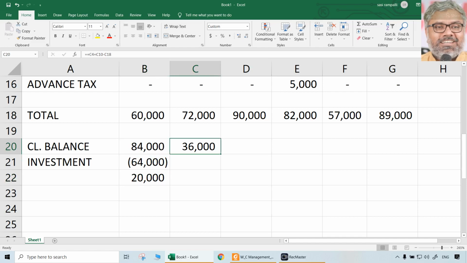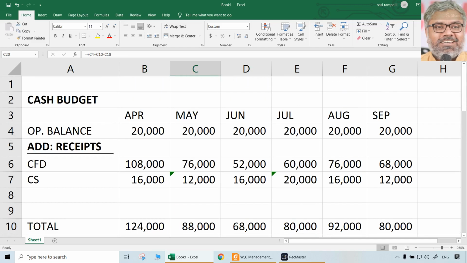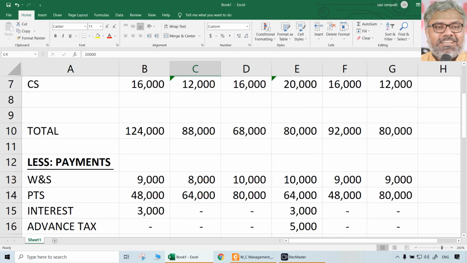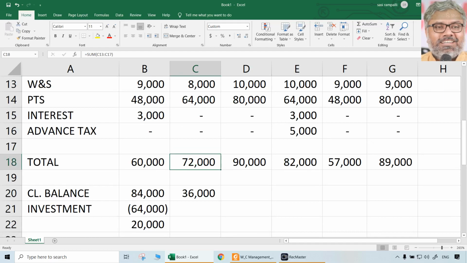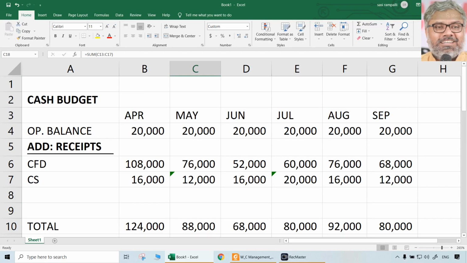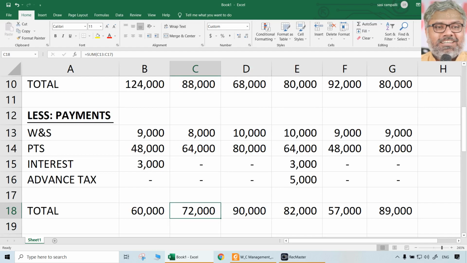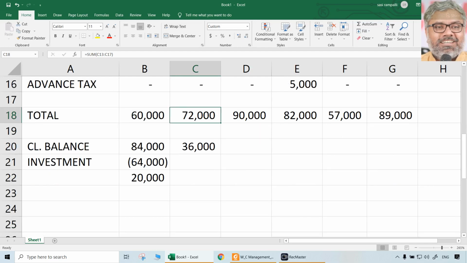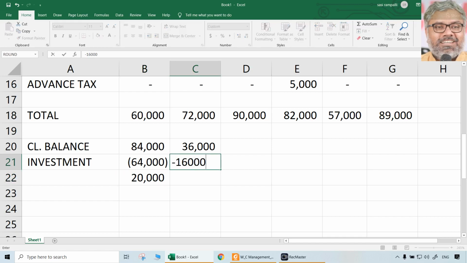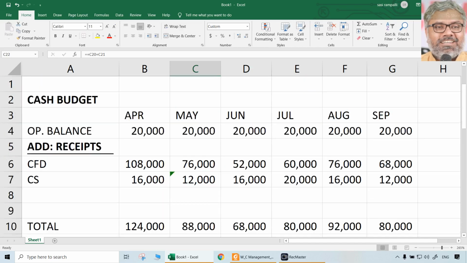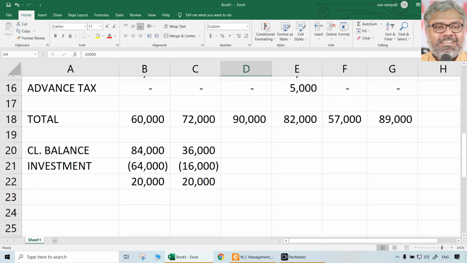So now what is the May month end balance? 36,000. So 20,000 plus 88,000 minus 72,000, 36,000. Okay, that is the closing balance. But we need only how much? 20,000. That means how much has to be invested? 16,000 has to be invested. So still 20,000 is the closing balance. The same thing goes to next month's opening balance, like that.